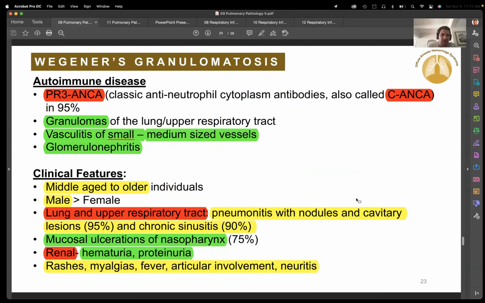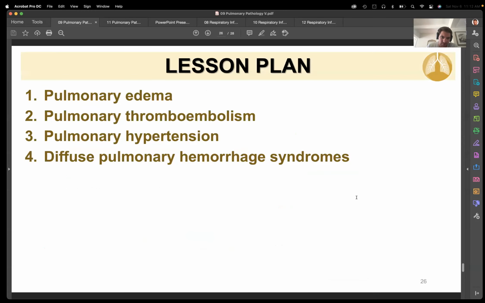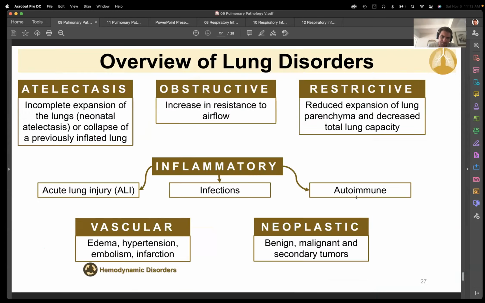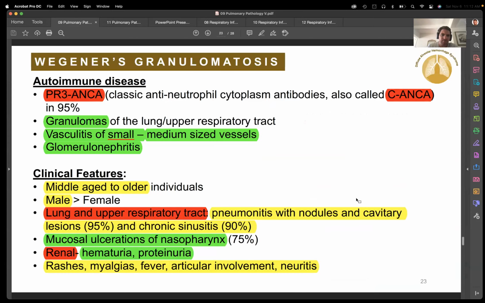Now, Wagner's, let me just go to this. I think, nope, it must have been in cardio. There was like this nice little graph that had Wagner's and Churg-Strauss and the other one all lined up. Anyway, okay, so we can talk about Wagner's.